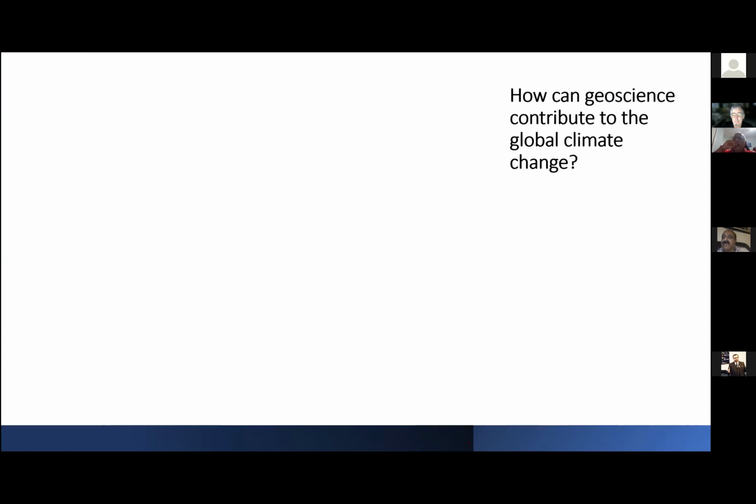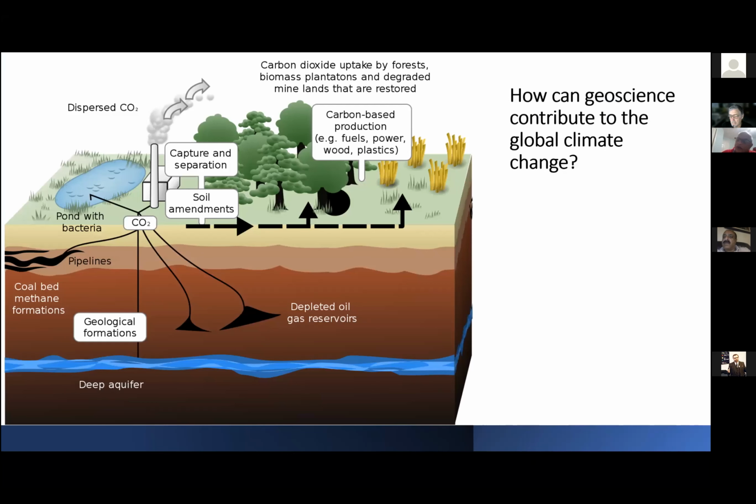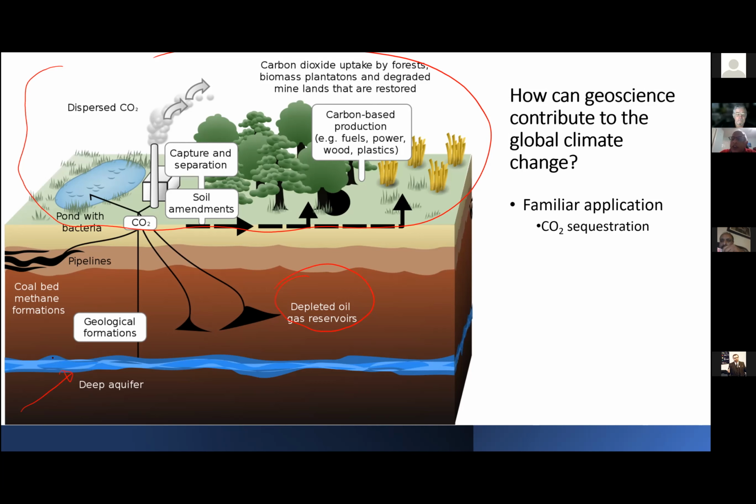Okay. So when we are talking about how geoscience can contribute to climate change, one familiar topic is CO2 sequestration, or CCUS, carbon capture, utilization, and storage. We try to capture carbon from all different sources and inject it into two places: one is the depleted oil and gas reservoirs, or also deep saline aquifers. This is a very familiar application, CO2 sequestration.